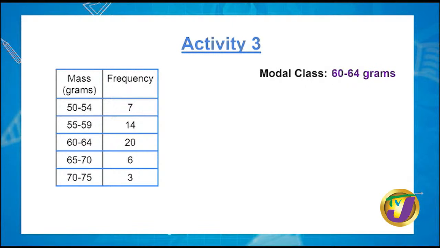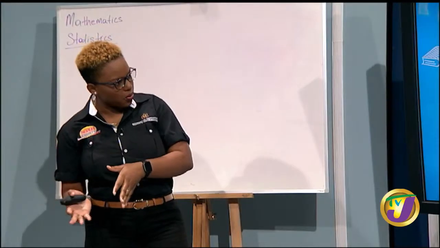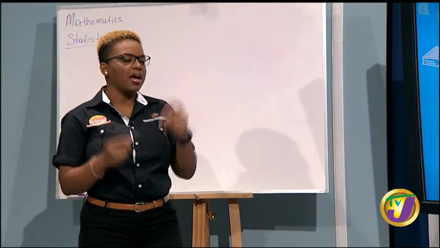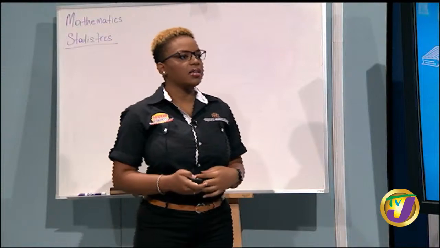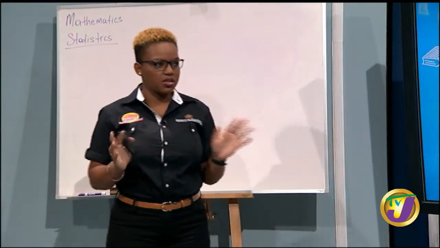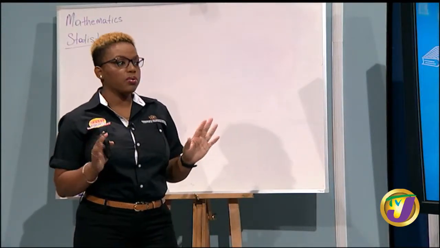That is because 20 of the carrots weighed between 60 and 64 grams. So that class interval is the modal class. When we talk about the modal class, we're talking about the class interval with the highest frequency. All right, so we need to now find the mean mass to the nearest gram. How do we do this now?